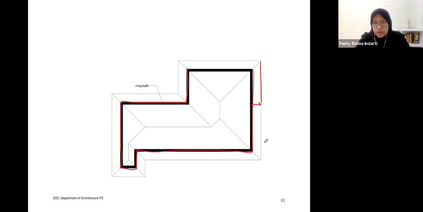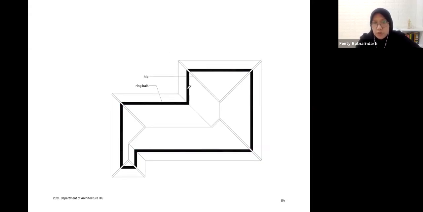And then this is the fascia. That's why when you try to draw the plan, the roof plan, it's not from this perimeter, but this one, the outer part. So you have to have that. And then you put the ring bulk there.